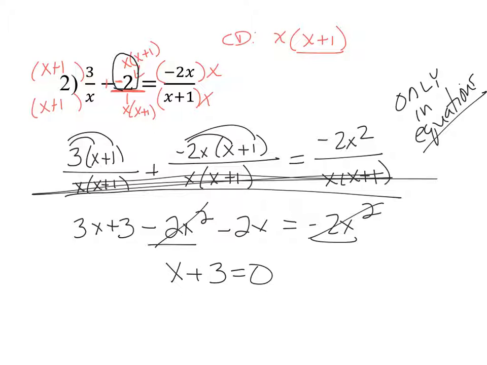Don't let this freak you out. We do this all the time. So I combine these two like terms. I got x. Okay, so solve. X equals -3. Then we have to go back.